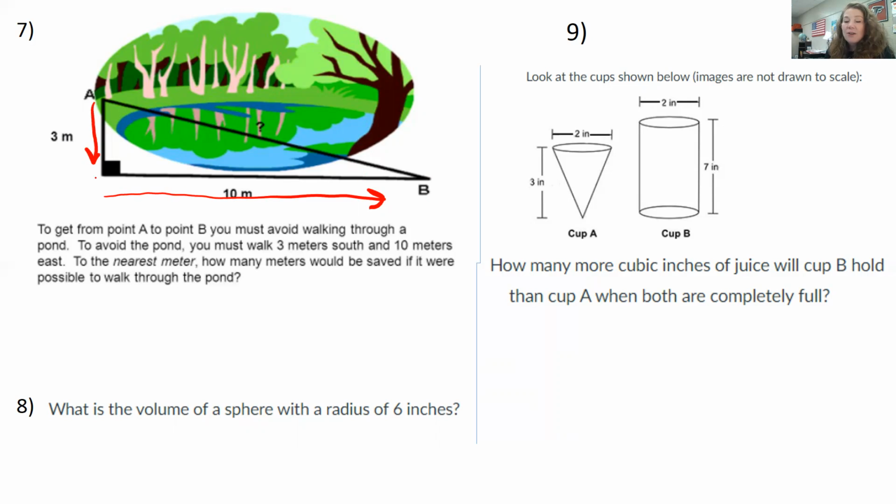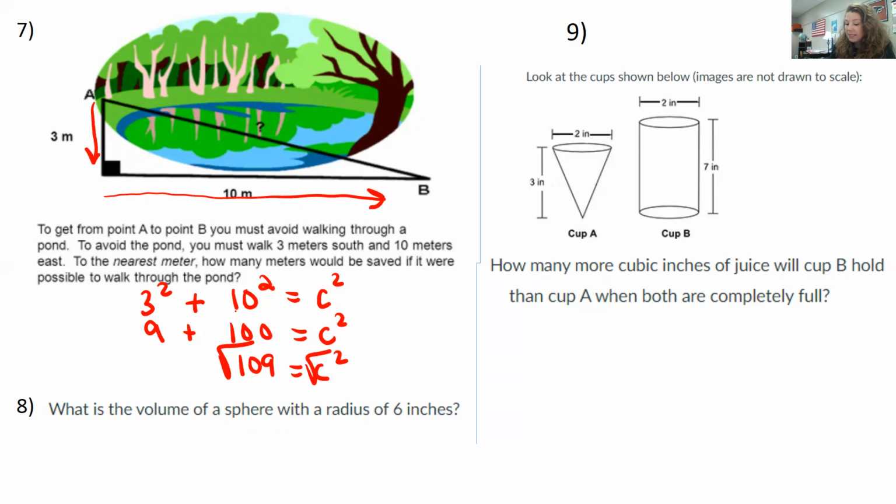So just like all the other problems we're doing, Pythagorean theorem. So 3 and 10 are the legs. We're finding the hypotenuse. So 3 squared is 9, 10 squared is 100, and C squared is 109. So of course we take the square root of both sides.